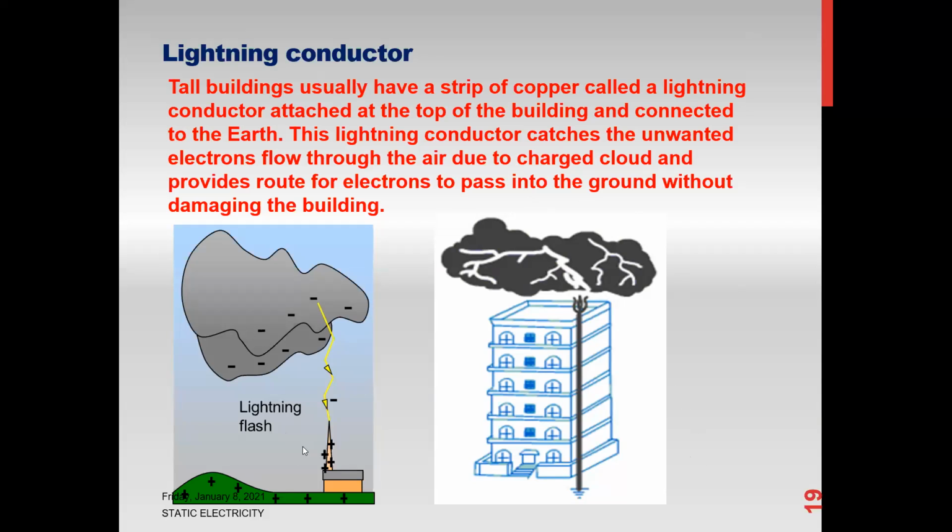These are the lightning conductors you can see at the top of buildings. High-rise skyscrapers, you will find these very commonly. For small buildings, because lightning is less likely to strike, they're not placing these lightning conductors.